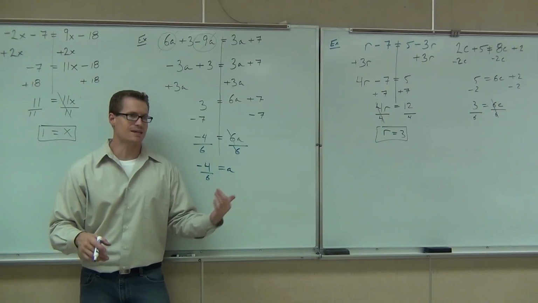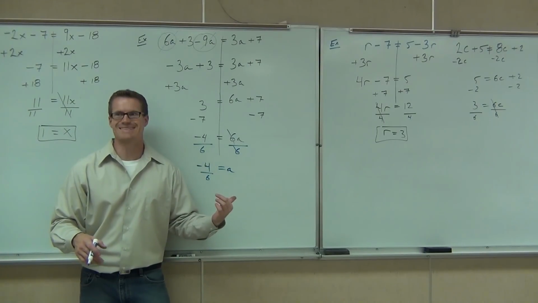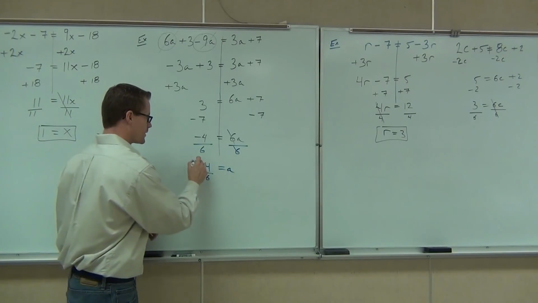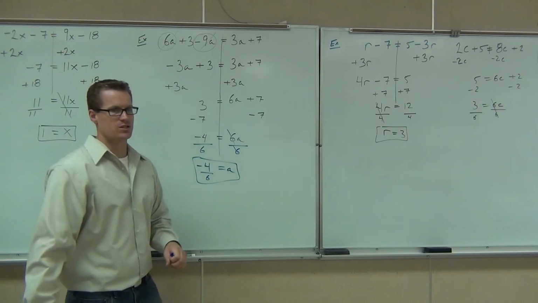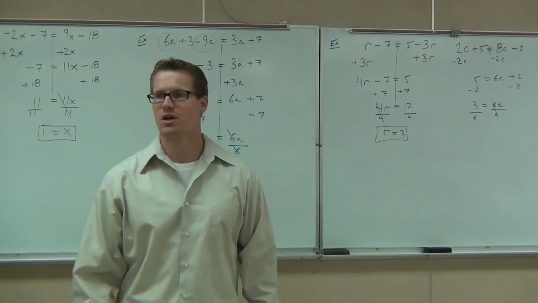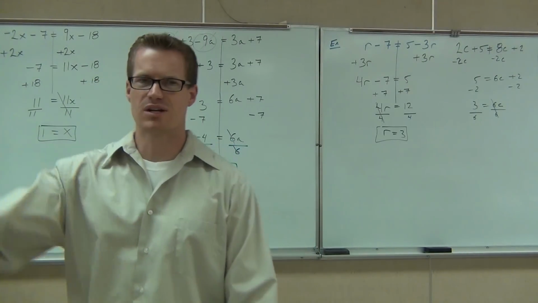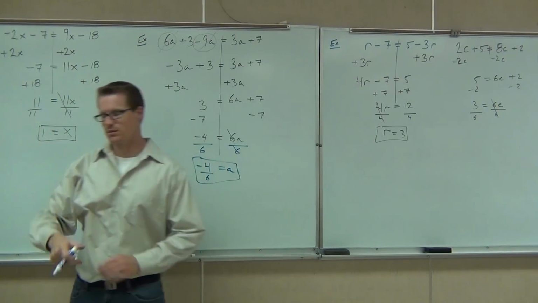Our fraction's okay to get. So if we get that, no problem. Our answer is negative 4 over 6. Eventually we'll be able to reduce those, but for right now we'll leave it as negative 4 over 6. Raise your hand if you feel okay with that one. Good, all right.